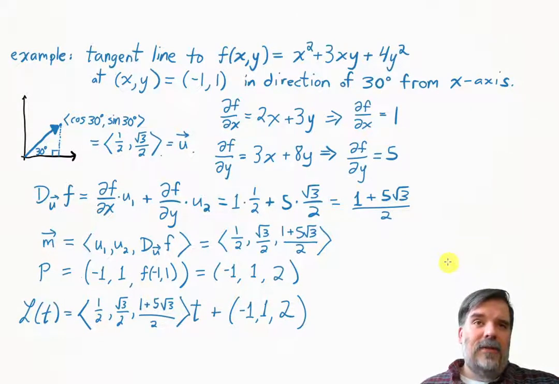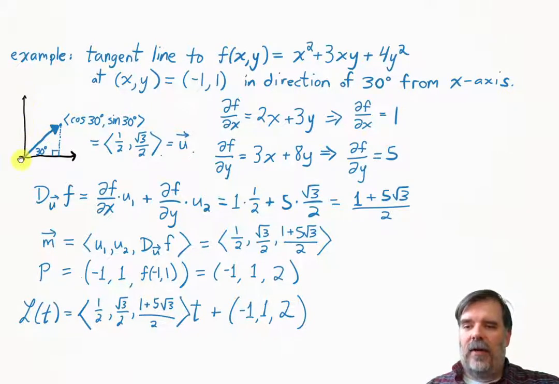Now, you might be given the direction in terms of other values. Kind of like when we first started talking about unit vectors, you can calculate a unit vector if you're just given an angle measure. So for example, let's say we want to calculate the tangent line to this multivariable function, x squared plus 3xy plus 4y squared, at the point (x, y) equals (-1, 1), in a direction that makes a 30-degree angle with the x-axis.